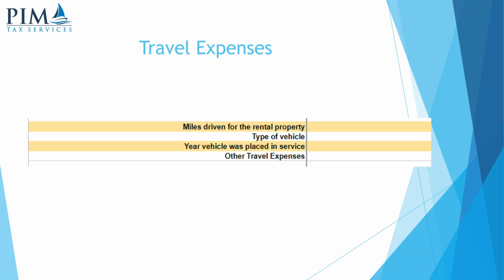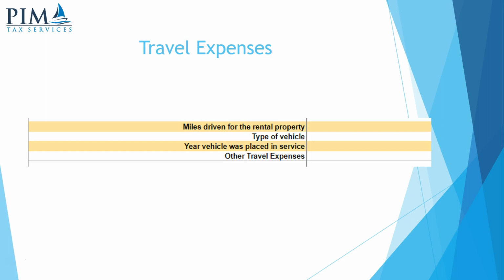All right, travel expenses, which are actually operating expenses, but I wanted to list them separately because they're a little more confusing. Miles driven for the rental property. If you drive from your house to your rental property because it's in the same town as you, that's generally not deductible mileage. However, if you have a home office at your house and you're driving from your home office to your rental property, that may be deductible mileage. Talk to somebody about the unique facts and circumstances of your situation to determine if your miles are deductible. If they are, then we also need to know the type of vehicle and the year the vehicle was placed in service.